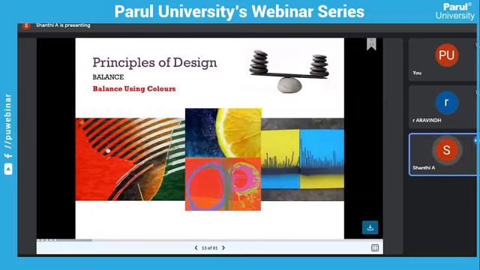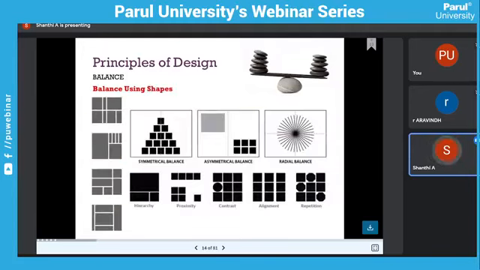The same again here. They have used two complementary colors here, green and orange, and they have used the same pattern over here, but they have filled the whole space. So this is how we can fill the whole space and create balance. There are a lot of examples given here for layout.